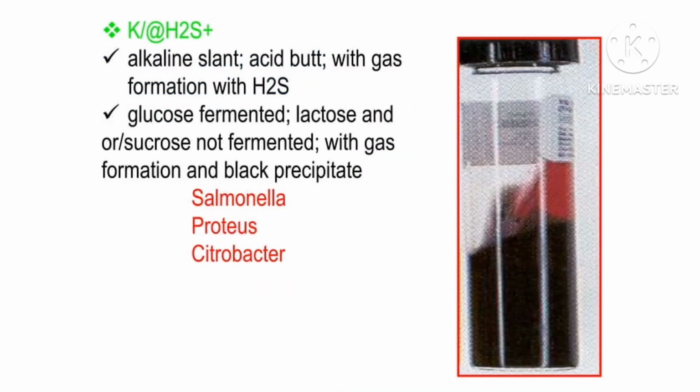Next is alkaline slant, acid butt with gas and H2S production. So that is red color slant, yellow color butt, gas formation, that is cracking of the medium, and H2S production, blackening of the butt. So the reaction here will be glucose is fermented since the butt has turned yellow. Lactose and sucrose are not fermented since the slant is still red, with gas formation, that is production or the cracking of medium, and black precipitate in the butt. Examples of organisms include Salmonella, Proteus and Citrobacter.